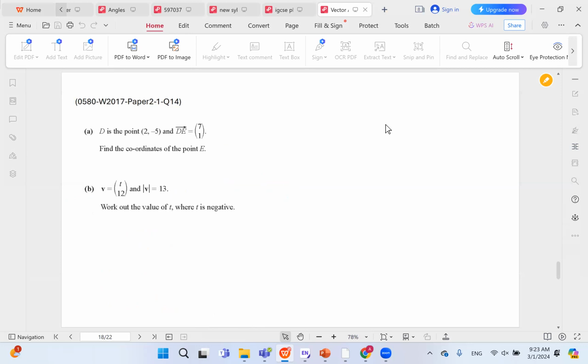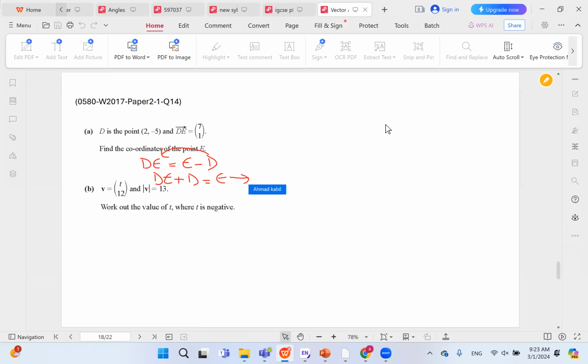D is the point (2, -5), and DE equals (7, 1). Find the coordinates of point E. So like we said, we can write DE equals E minus D, final minus initial. And therefore, if we take the D to the other side, you can say that DE plus D equals E. And then we substitute this with vectors.